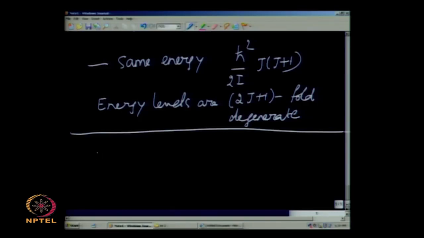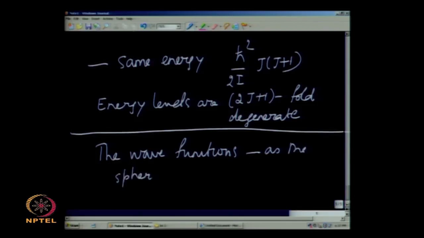The wave functions associated with each of these energy levels have the same form as the spherical harmonics. Now, let us look at the energy level diagram for the microwave spectrum.